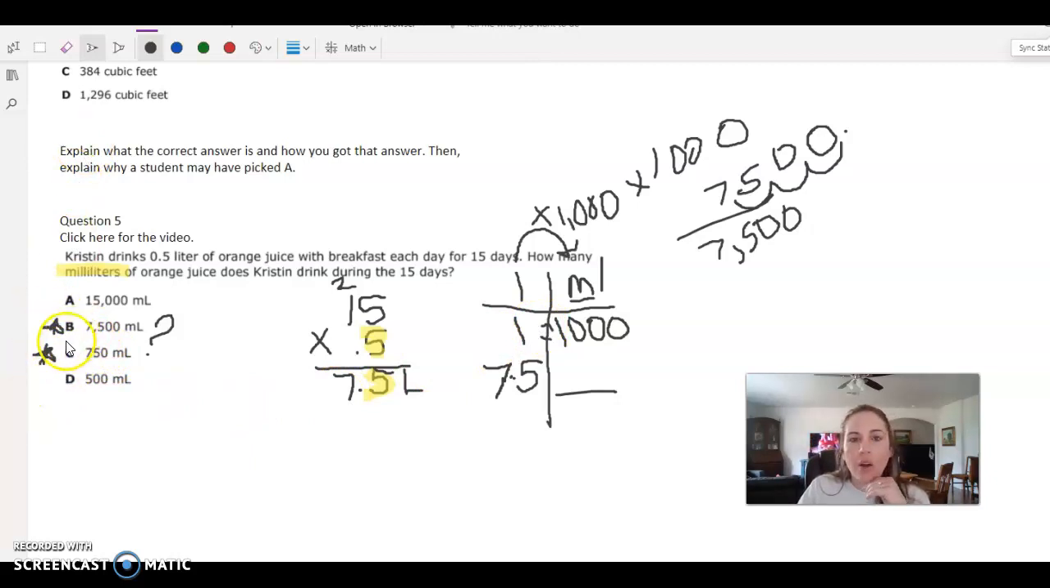So explain how the answer is B, what we did to get B. And what mistake could a kid have made to get C?